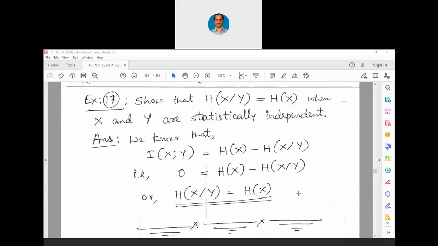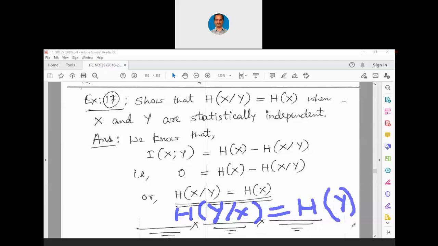On the other hand, we can also write h of y slash x is equal to h of y also. We can write it that way also, considering the destination. H of y slash x is equal to h of y also. Because whatever the receiver is receiving, that is the equivocation with respect to the source. But as there is no communication, there is only noise. That means the source symbol did not reach the destination. None of the symbols reach the destination.